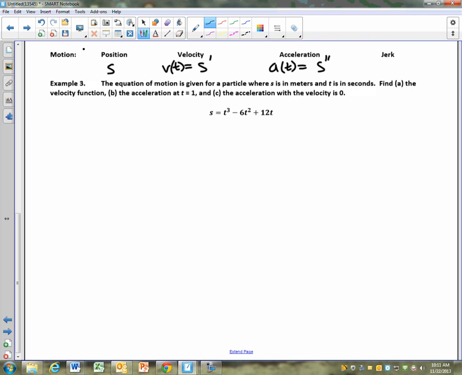Jerk would be triple prime. I'll be honest, I don't really see this. Your book does use this notation in some places. I guess we'll call it j of t is equal to s triple prime. I'm not going to use it in the example problem, but the book does bring up that terminology. It would come up in a physics class. In this class, we will limit it to velocity and acceleration. We will not discuss jerk.